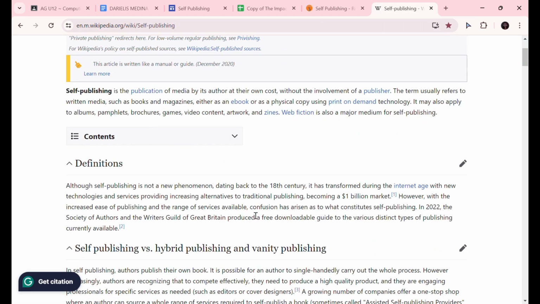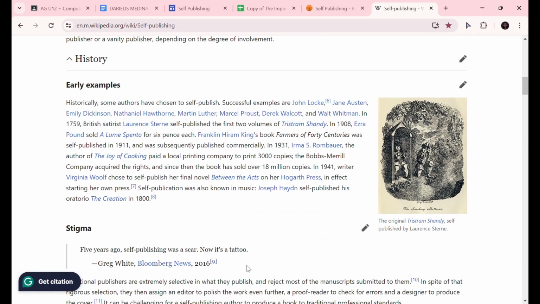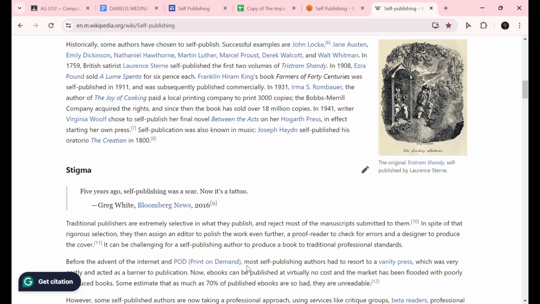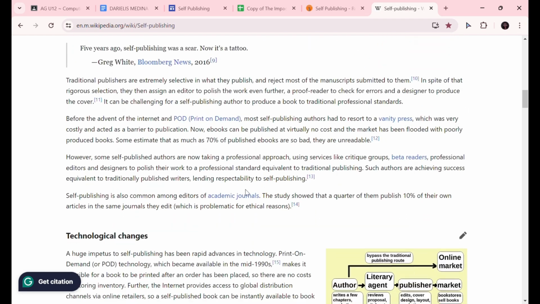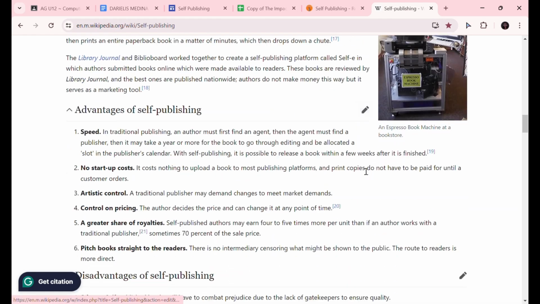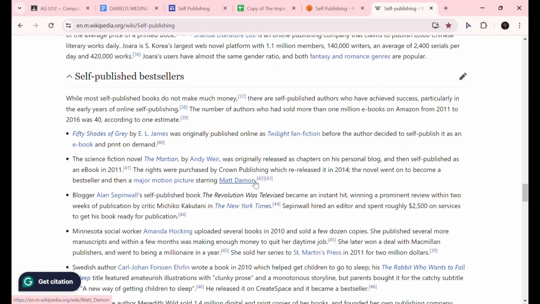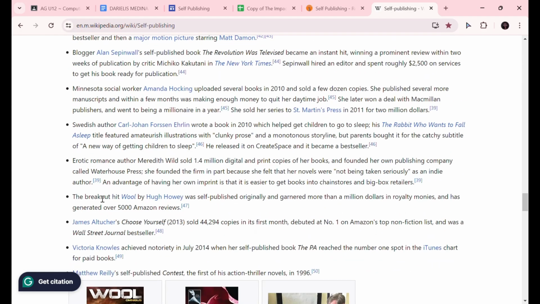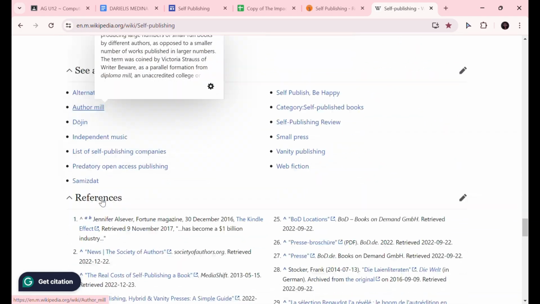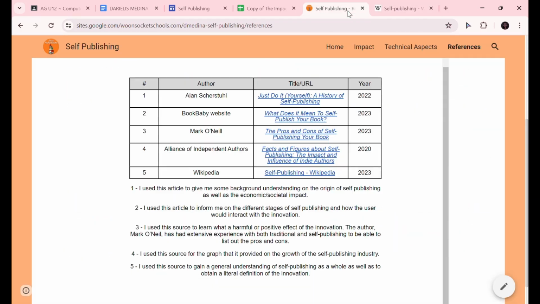Wikipedia helped me get a better understanding of self-publishing and the difference between self-publishing and other types of publishing. It also gave me a slight history of self-publishing, which was very helpful. And it gave this nice little graph that helped me understand better what self-publishing was. It also gave examples of self-publishing companies and self-published books that have done very well in the writing industry. So yeah, that's my website.